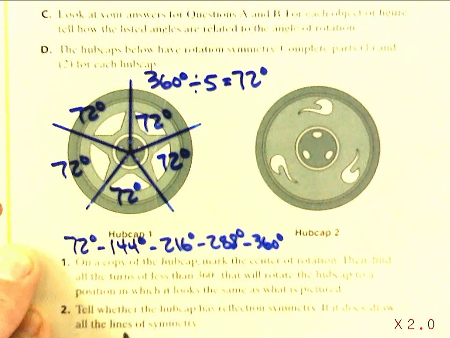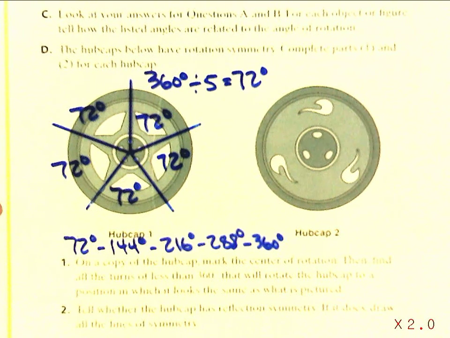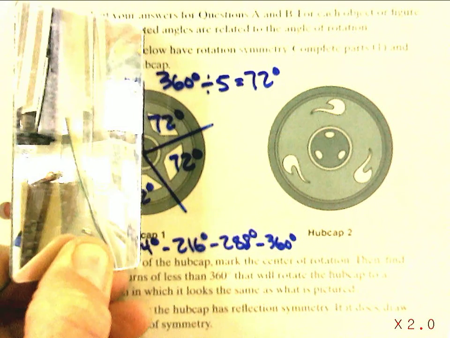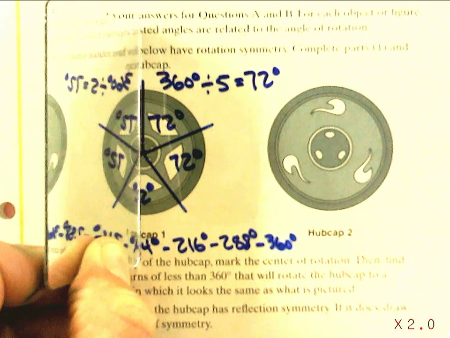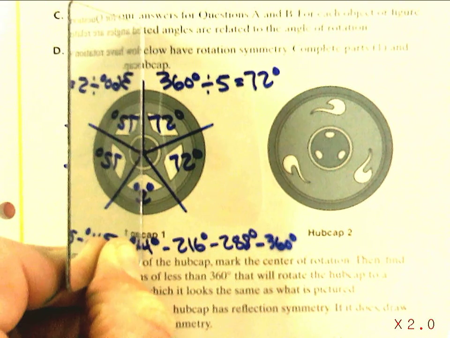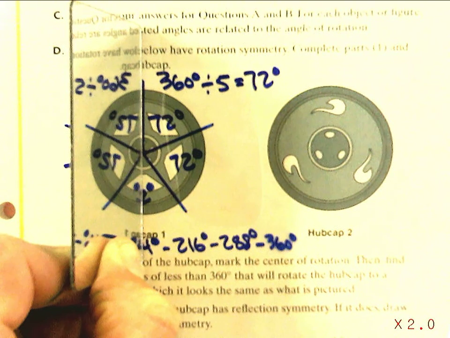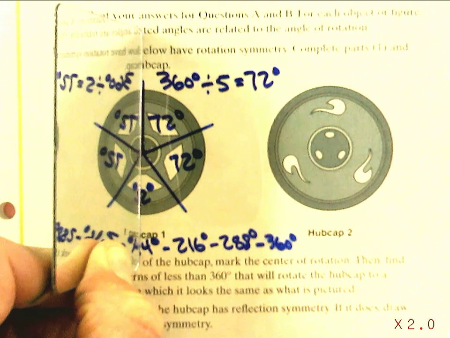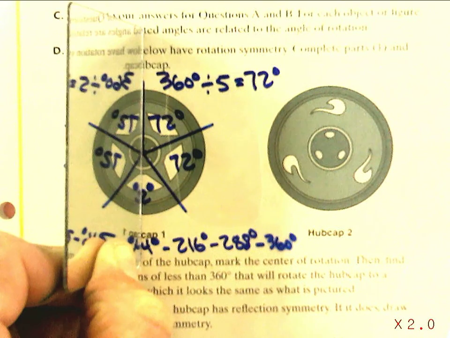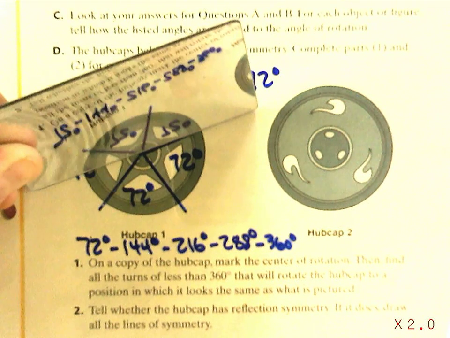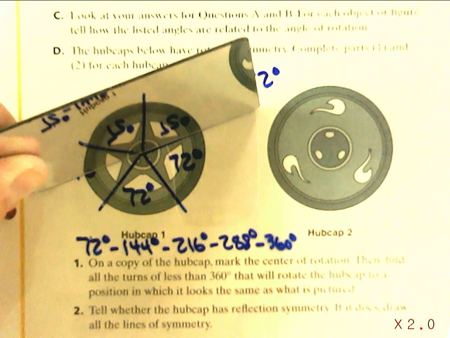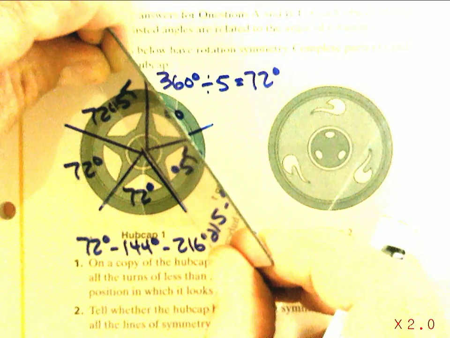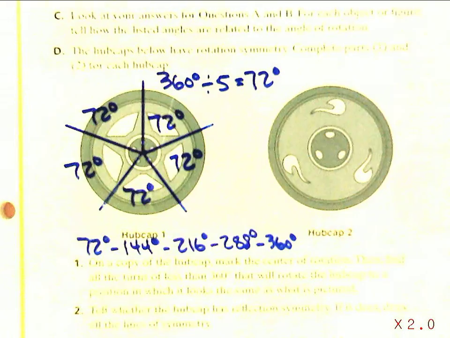Now, the second part of this is to tell whether it has reflection symmetry. We did reflection symmetry in problem 1.1, and so the question is, could I take a mirror and set it in the middle of this and get this image back the way it originally was? And it looks like I can set the mirror right there, and I get the original image. So not only does this image have rotation symmetry, but it looks like it has a bunch of lines of reflection symmetry. Again, if I take my mirror, it reflects onto itself.